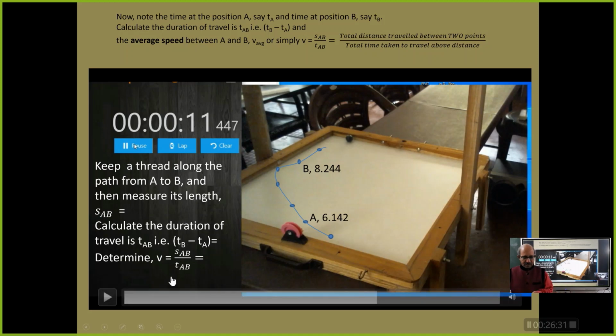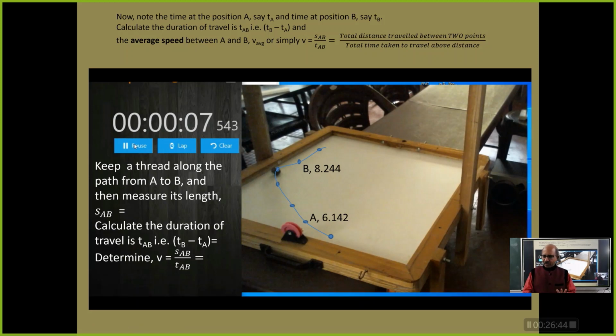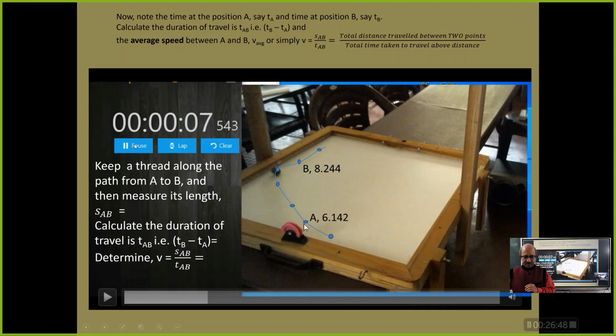You see here, the particle may be moving at different speeds at different instants of time. So the speed is more, less, and so on, but it will go from here to here in the same time. Now imagine the body is at position A when the time is 6.142, and when it is at position B, the time is 8.22.